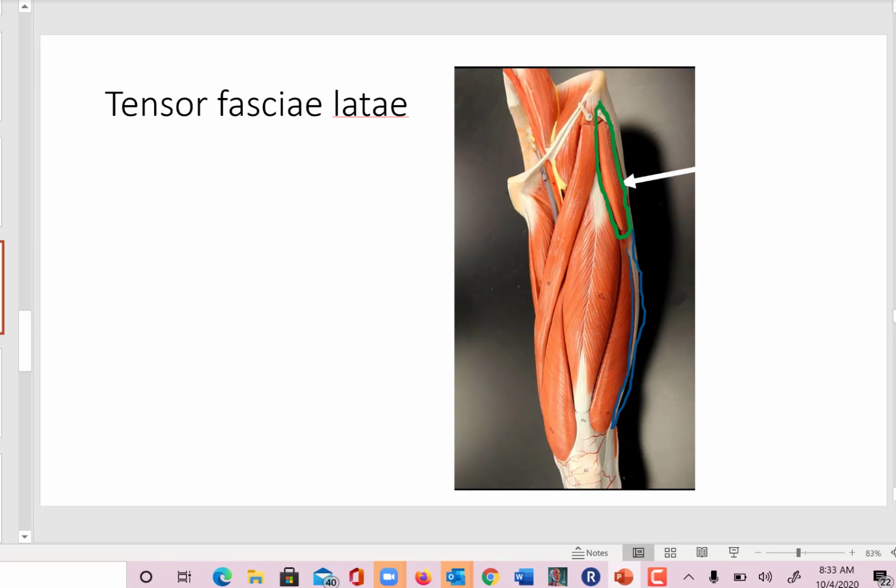So the origin of the tensor fasciae latae is the iliac crest and anterior superior iliac spine. It inserts on the tibia by going through this iliotibial tract, this fascia. Some people just call it your IT band, for iliotibial tract. Its action is to steady your trunk on the thigh.